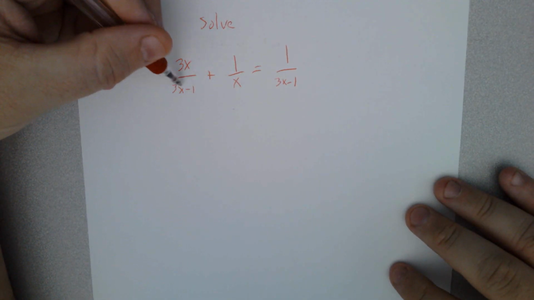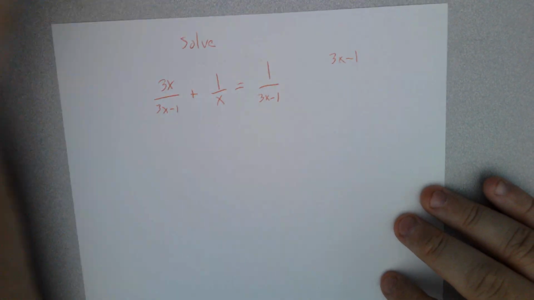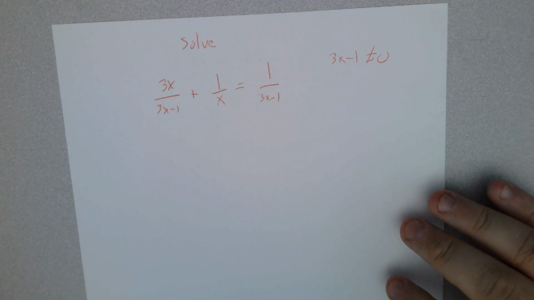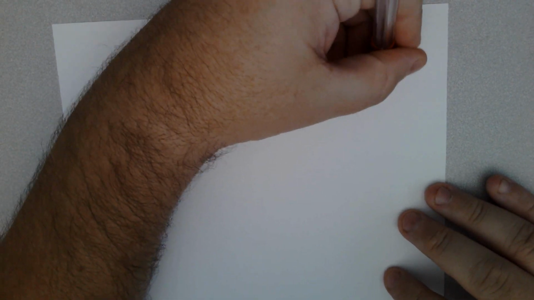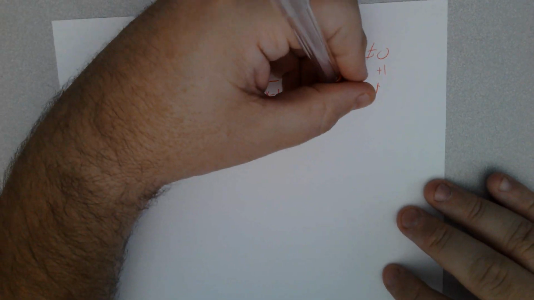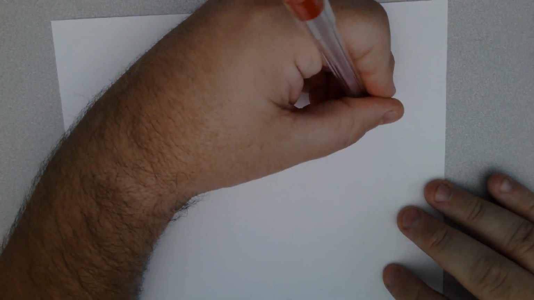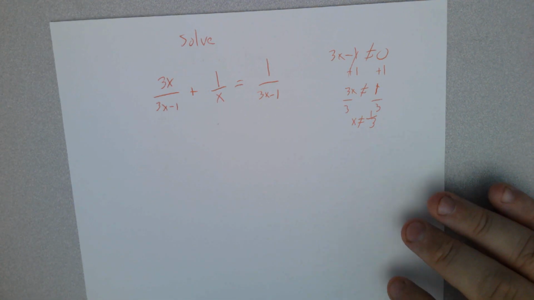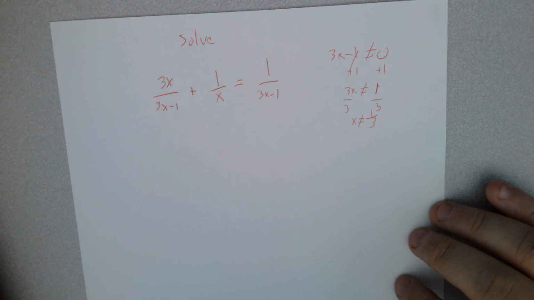So anytime we have a variable in a denominator, we should take that expression and say that it cannot equal 0 and solve for x in that case. So here I'm going to add 1 to both sides, which gives me 3x cannot equal 1. Then I'm going to divide by 3 so that I'm isolating x, and that gives me the restriction that x cannot equal 1/3. Here, this one will give me the same solution since it's the same expression.